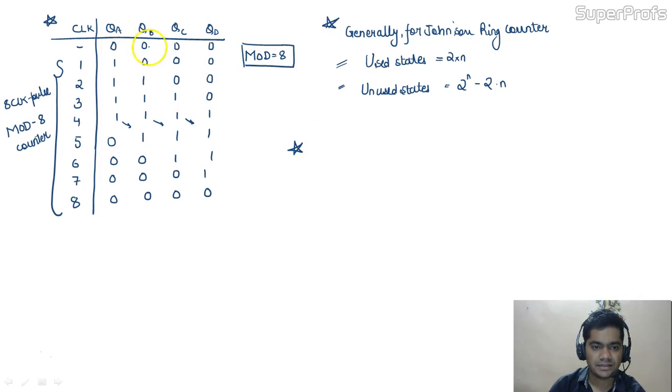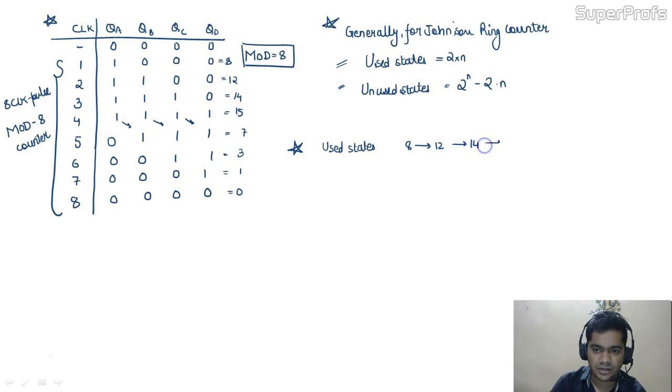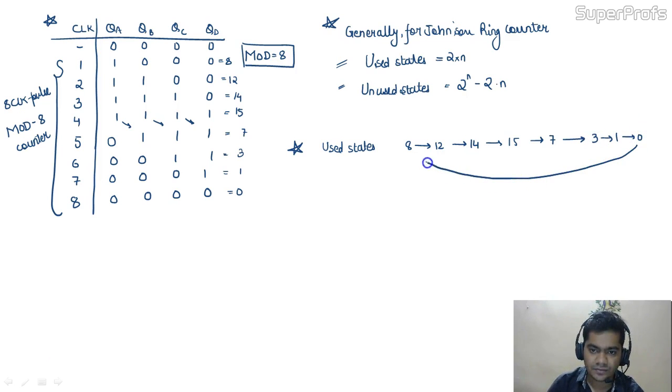If we write the decimal equivalent of these states, what we are getting is this is 8, this is 12, this is 14, this is 15, this is 7, this is 3, this is 1, and this is 0. So it gives used states from 8 to 12 to 14 to 15 to 7 to 3 to 1 to 0, then again from 8.